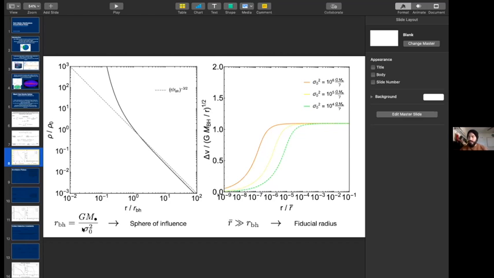So I promised I would define the sphere of influence here. So it's just given by the black hole mass, Newton's constant, and whatever the 1D velocity dispersion is. And on the right-hand side, the normalization, r bar, is just a fiducial radius that we take to be much larger than the sphere of influence.